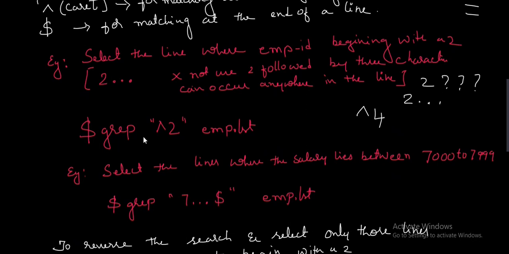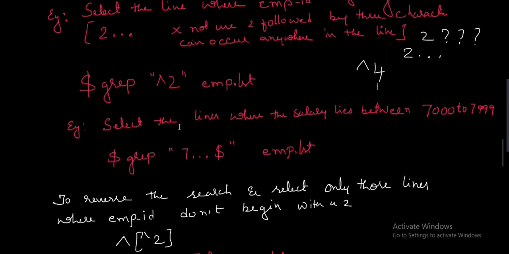Okay, can you tell which line it is going to select? Yes, how many lines? Second. Okay, so that is the meaning of selecting a specific location. Yes.